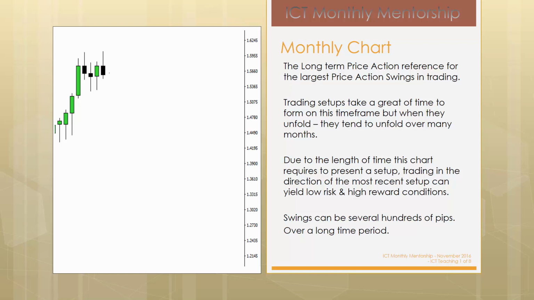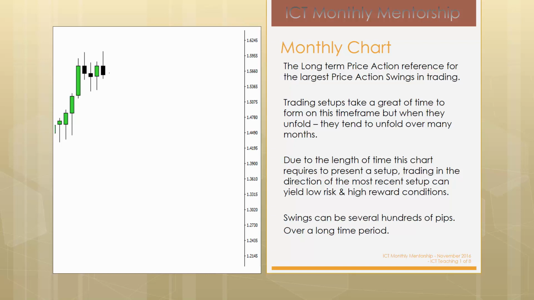Now, due to the length of time this chart requires to present a setup, trading in the direction of the most recent setup can yield the lowest risk with the highest reward conditions. What I mean by that is when you have the directional bias or trend, I'll say it with quotation marks, if you can see where the market's going to most likely go on a monthly chart, you have a great deal of advantage by trading in that direction. Even if you don't catch the actual move that creates the optimal entry for a sell or a buy, because it's a monthly chart, the very nature of its time frame gives us a great deal of time to still capture moves in that same directional bias or in that trend direction.